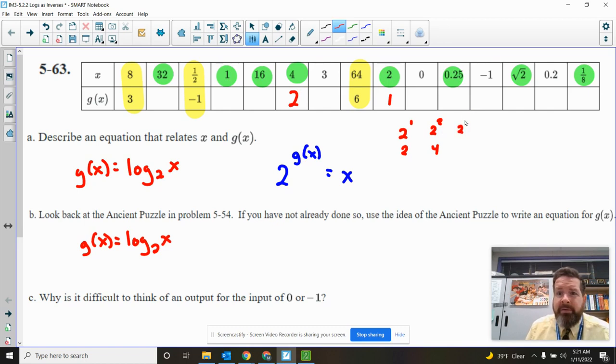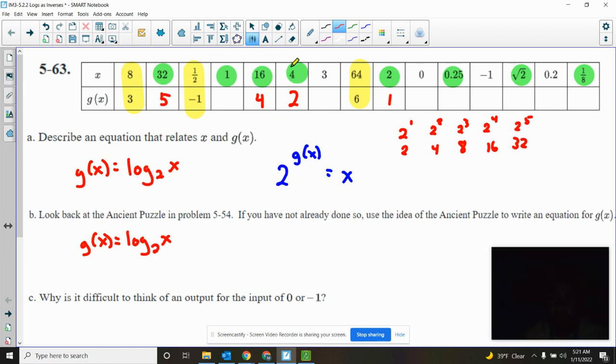2 to the third is 8, but 8 doesn't show up in this list. 2 to the fourth would be 16. Okay, so here, the exponent you would use is 4. 2 to the fifth times 2 again is 32. And that's in the list here. So the exponent would be 5 in that case. And there are no other, let me get the lights back on.